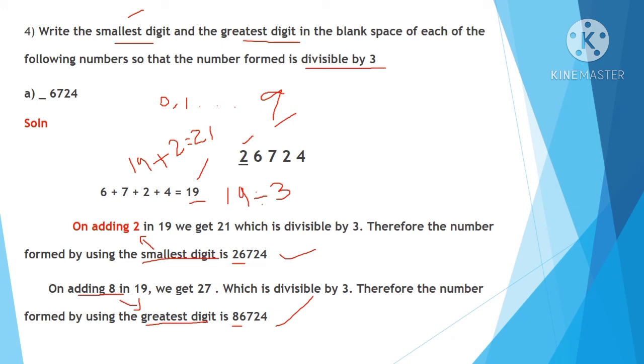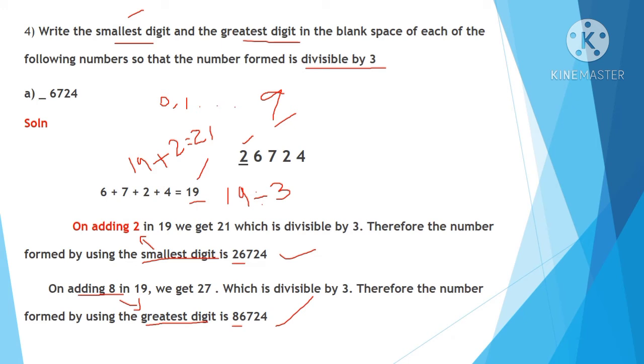Next, for the greatest we want to check the greatest. Greatest means we start with 9. So first check for 9: 19 plus 9. What answer do you get, children? You get 28, right? Is 28 divisible by 3? No, it is not divisible, right? Is 28 divisible by 3, children? No, it is not divisible.